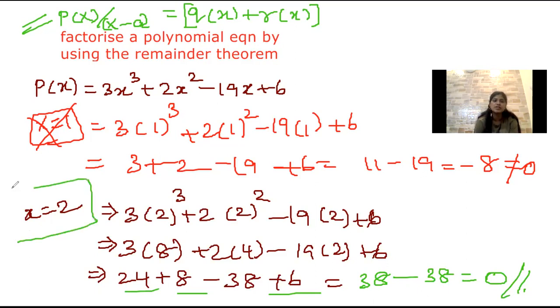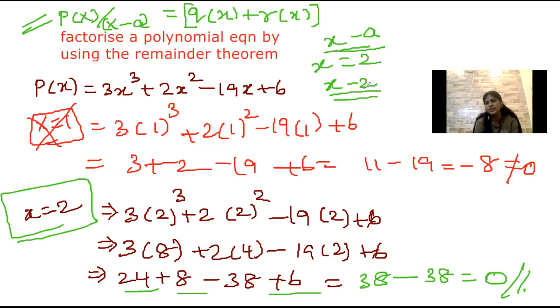So my assumption is correct. So X is equal to 2. I can write this as X minus 2 because the factor is in the form of X minus A, right? So I can take the 2 to the other side. So that will become X minus 2. So step 1 is done. I found X minus 2.